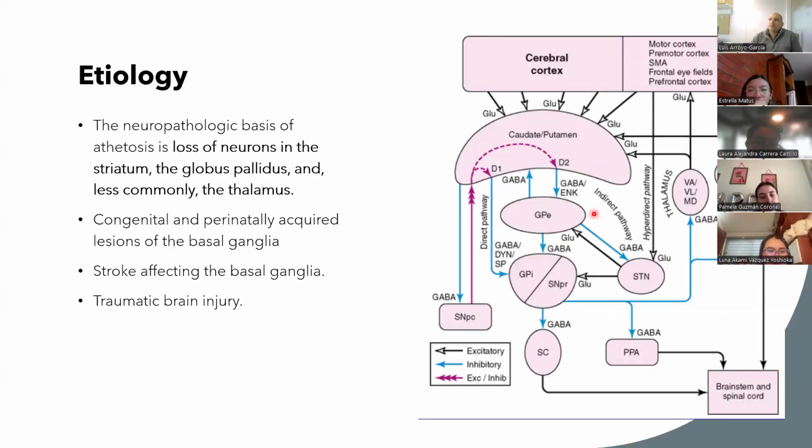Here we have another one. Here we have loss of neurons where? Globus pallidus, the striatum as well, and in the thalamus. So what do you think is happening?